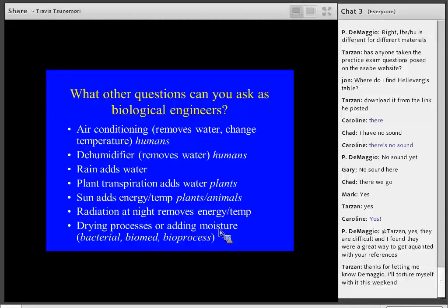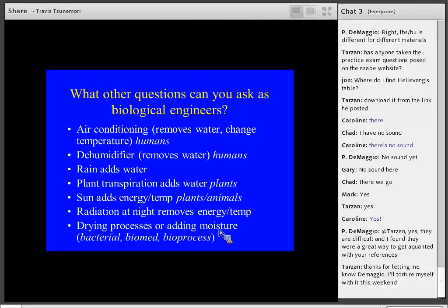I was going to throw out a few more questions that you can ask as biological engineers that have to do with moisture, moisture movement, moisture and or temperature, air conditioning. So an air conditioning question oftentimes applies to humans. It could also apply to livestock, something like that, or even to storage of materials where you're trying to keep things at a certain temperature. A lot of times air conditioning removes water and also changes temperature.